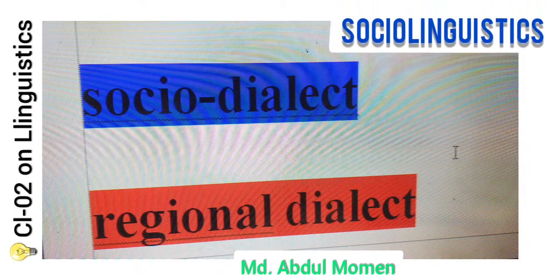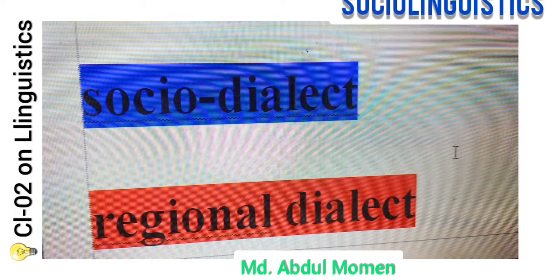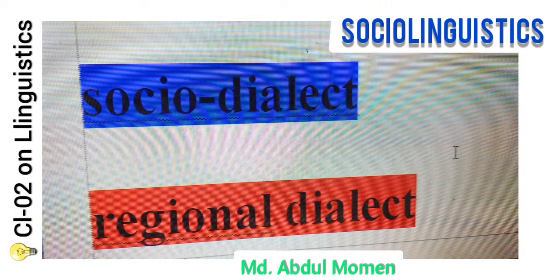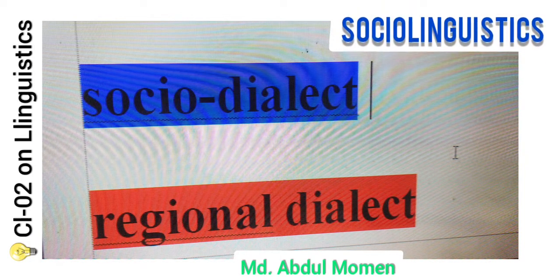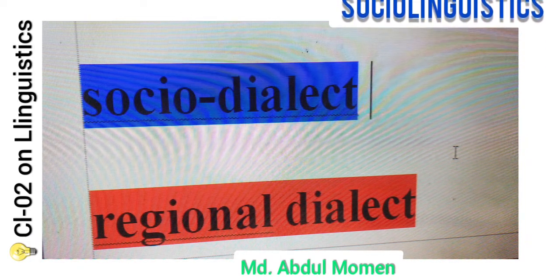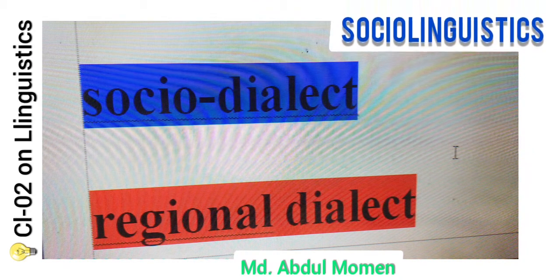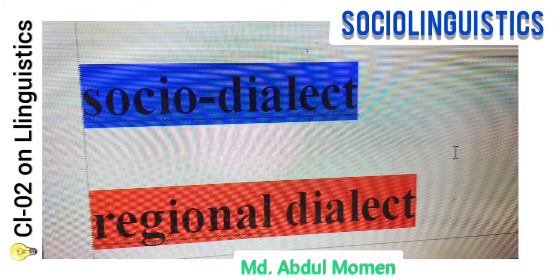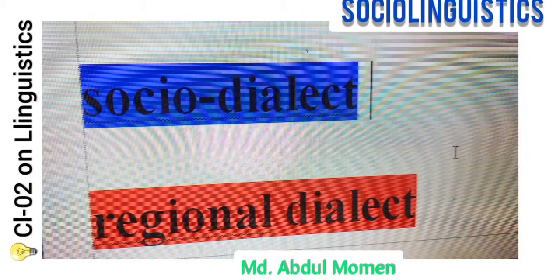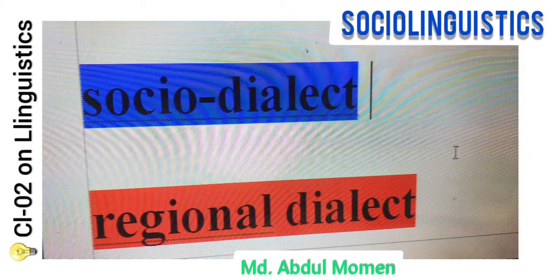A social dialect or socio-dialect is spoken by the people of a specific society. It can have its own distinctive accent, vocabulary, grammar, and so on. For example, the language of the lower class, the language of the higher class. Okay, so this is a social dialect, which varies from society to society, lower class to higher class.